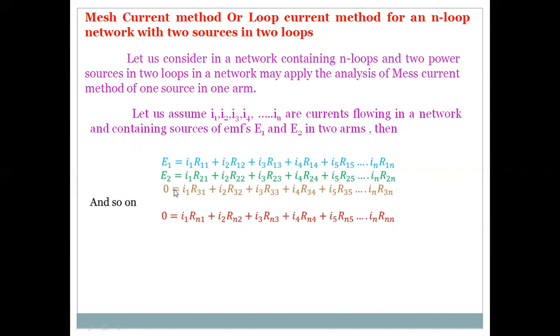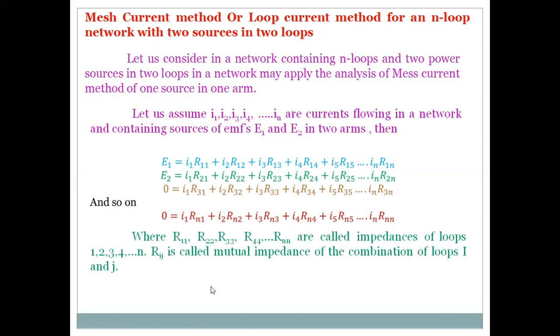We know in the third mesh onward there is no power source or voltage source. That is, 0 is equal to the same equation. The remaining loops do not contain any power sources, all containing 0 voltages. By solving these n equations, we can find the currents I1, I2, I3, I4, and so on, IN.